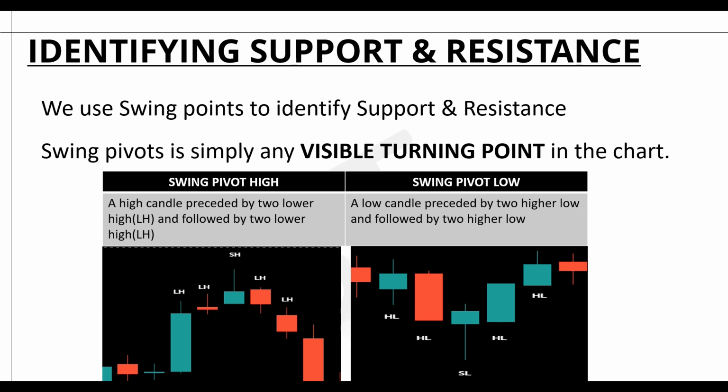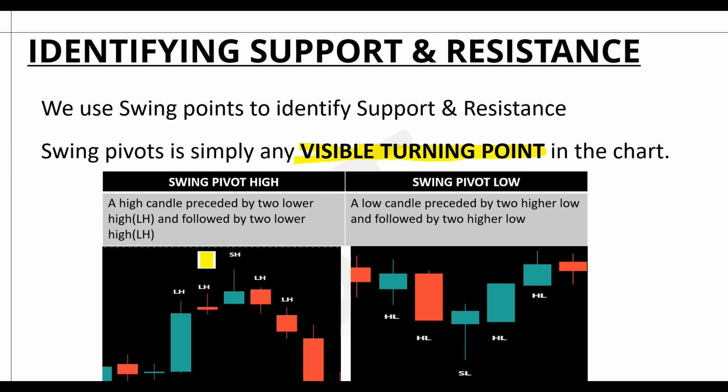Now we are identifying support and resistance by using our simple rules. Before understanding the rules, keep in mind we are trying to identify the visible turning point in the chart. So this is the keyword. This is the logic. Logic is more important than the rules. Now, what is the rule?